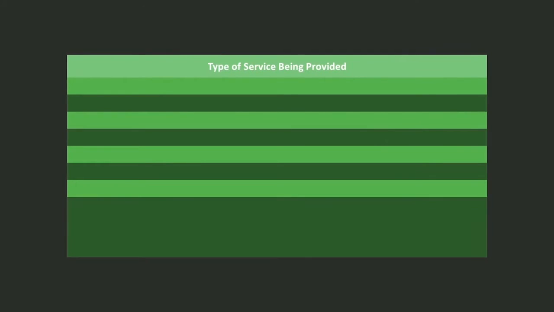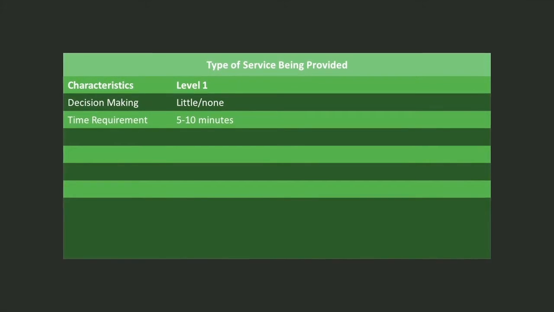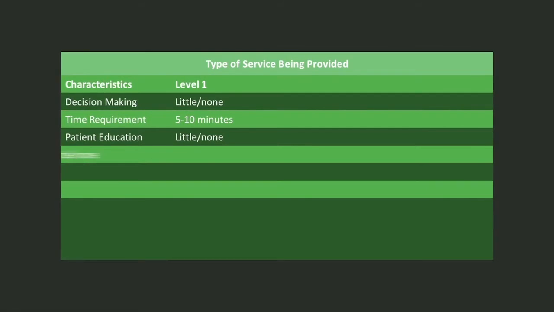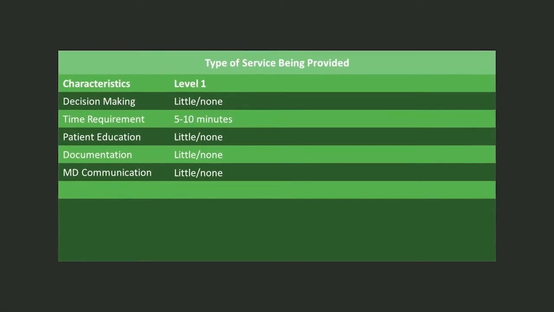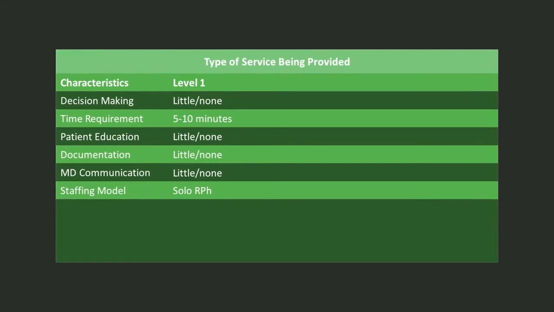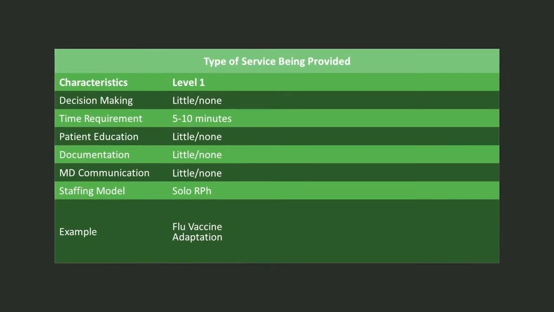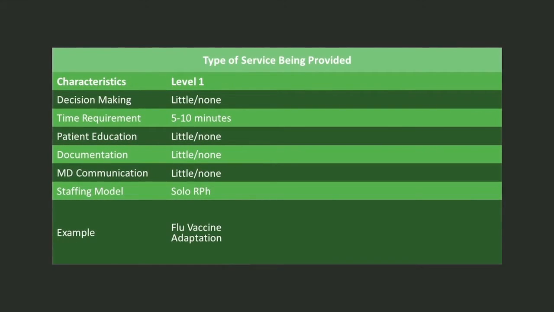When we are talking about Level 1 services, these have very little decision making involved, require maybe 5 to 10 minutes, and there's little patient education, there's some documentation, and little to no physician communication. And the staffing model is best suited for a solo practicing pharmacist. An example would be a flu vaccine administration or adaptation of a prescription.